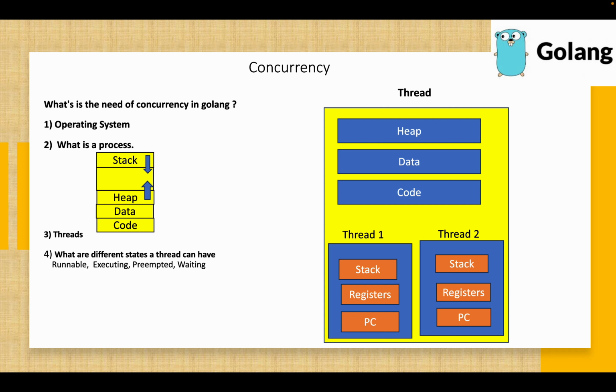Let's talk about the process. A process is an instance of a running program. A process gives an environment for a program to execute. When a program is executed, the operating system creates a process and allocates memory in virtual address space.